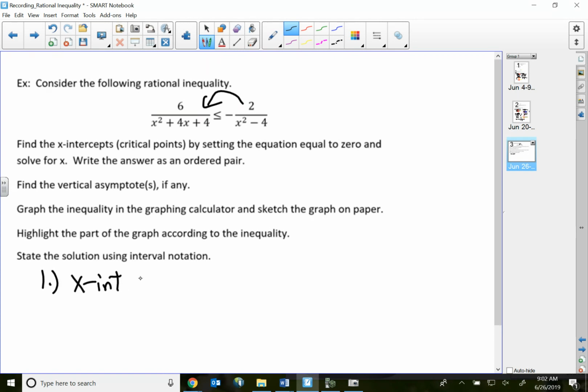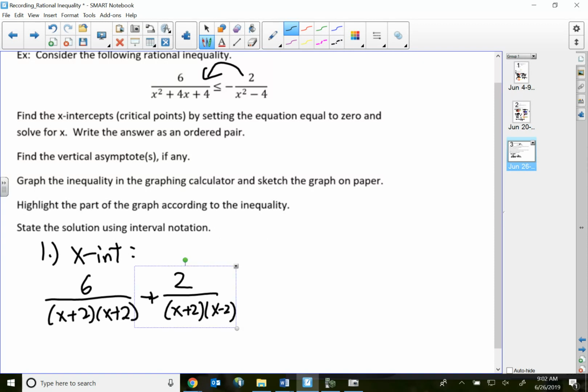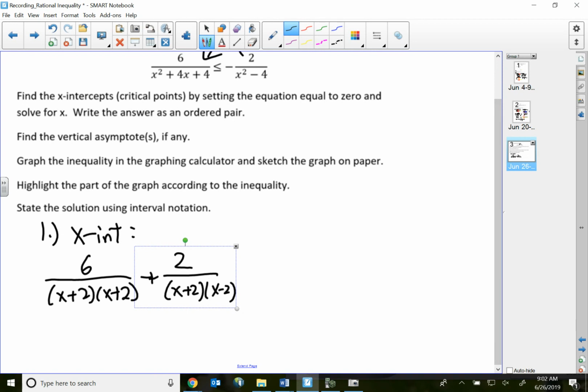This is 6 over... I'm going to go ahead and factor this, because when I'm combining two fractions, I have to find the LCD. That's going to be x plus 2, x plus 2. All right, negative 2 over x minus 4 becomes positive 2 over (x plus 2)(x minus 2). So my LCD, all right, the x plus 2 repeated one time. Let me put it right here. I have x plus 2, and I have x plus 2 and x minus 2.